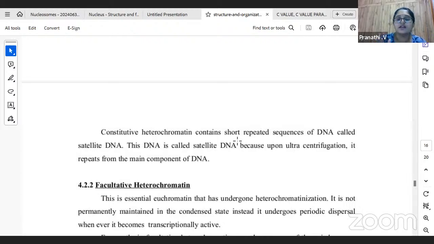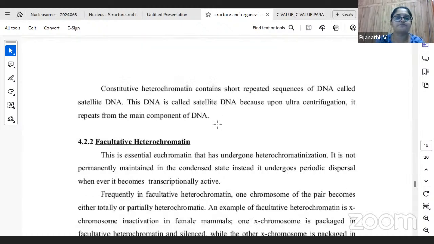This is called satellite DNA because once you do the ultracentrifugation, you can see that the same DNA is going to get repeated. Again, you have different kinds of DNA over here. Satellite DNA is one, and then, depending upon the fragments that you get, you can do RFLP analysis, RAPD analysis. Maybe we'll come to that in some time, or you must have already learned at least the basics of it, so I'm not going to go into it.